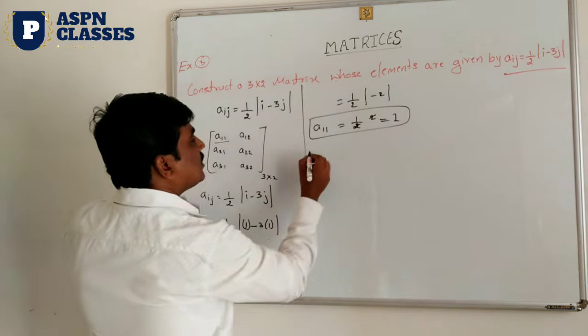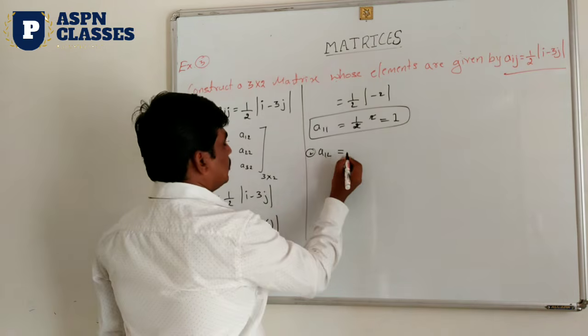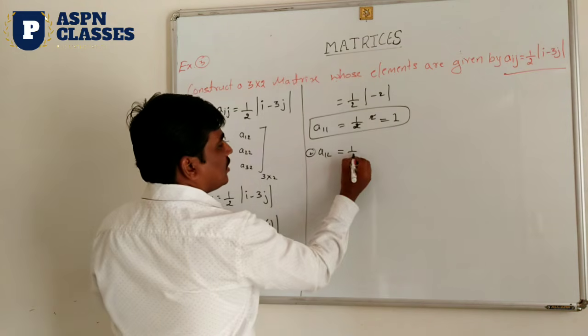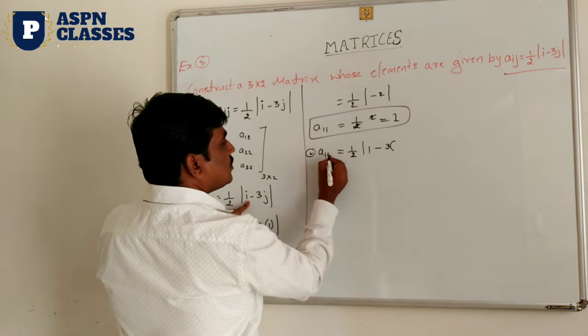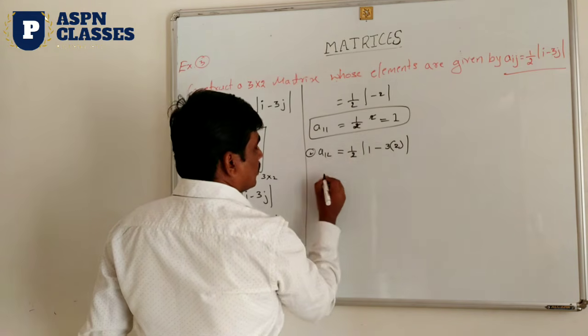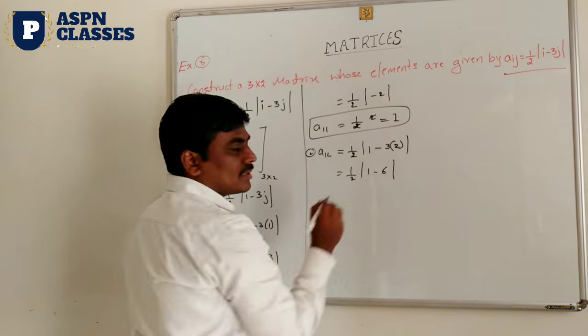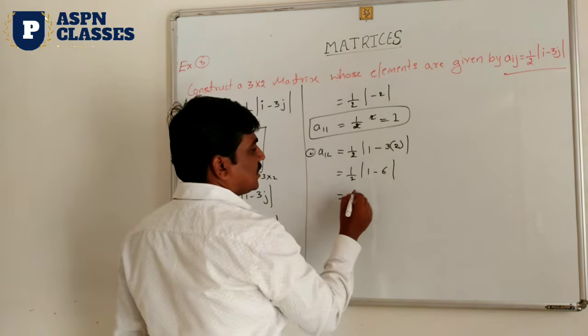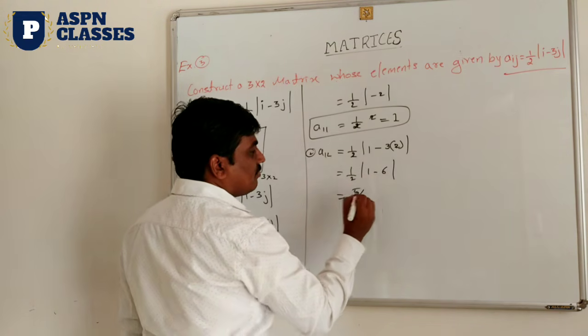Next, the second element is A12. It means i is equal to 1, j is equal to 2. Fill in directly: 1 by 2, i value is 1, minus 3 into j value, which is 2. Simplify: 1 by 2, 1 minus 3 into 2 is 6. Then 1 minus 6, the answer is minus 5. But again modulus is there, so this result is 5 by 2.